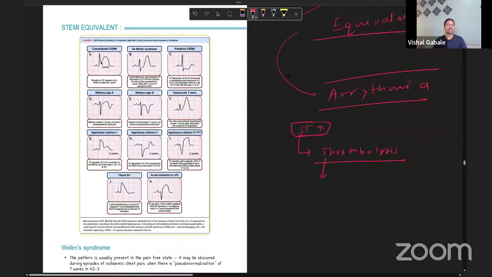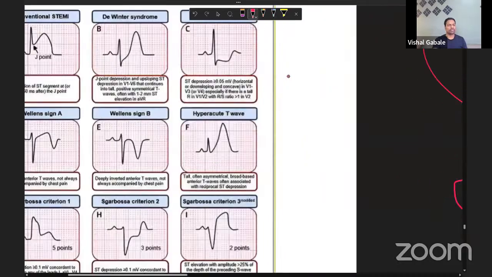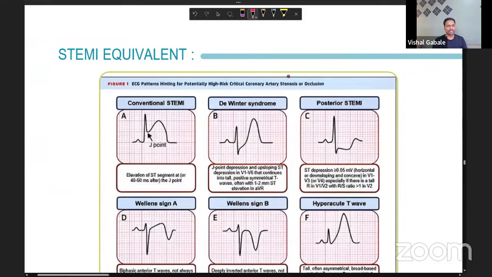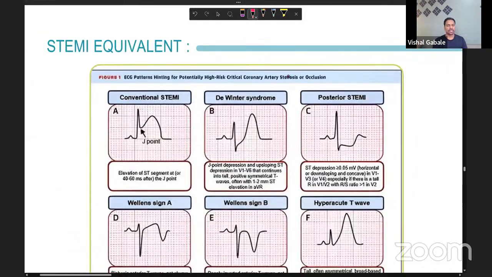Why? Because it is an emergency case, and a larger amount of heart muscle is at stake in these cases. So that's why we do thrombolysis in a STEMI equivalent. So let's quickly revise, very fast, what the STEMI equivalents are.